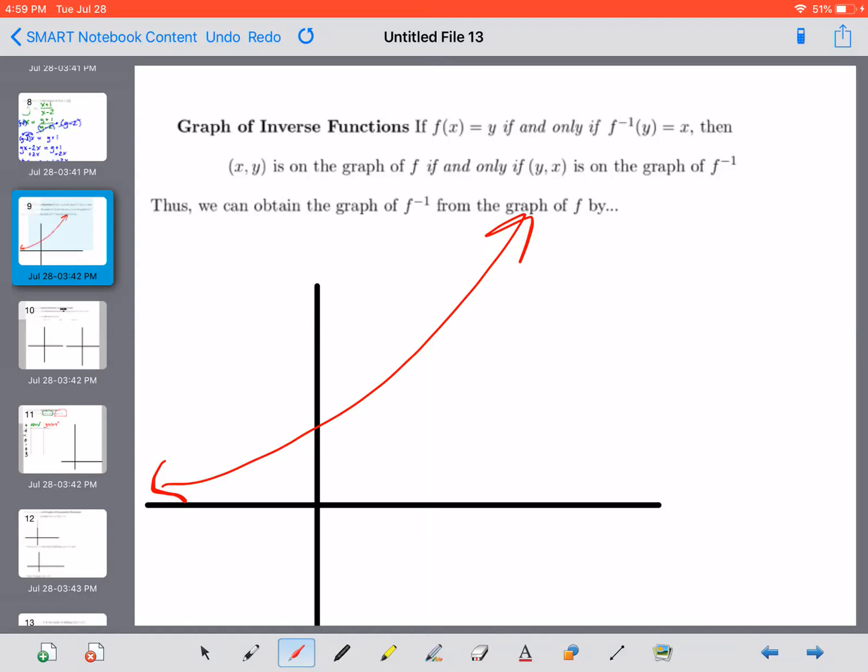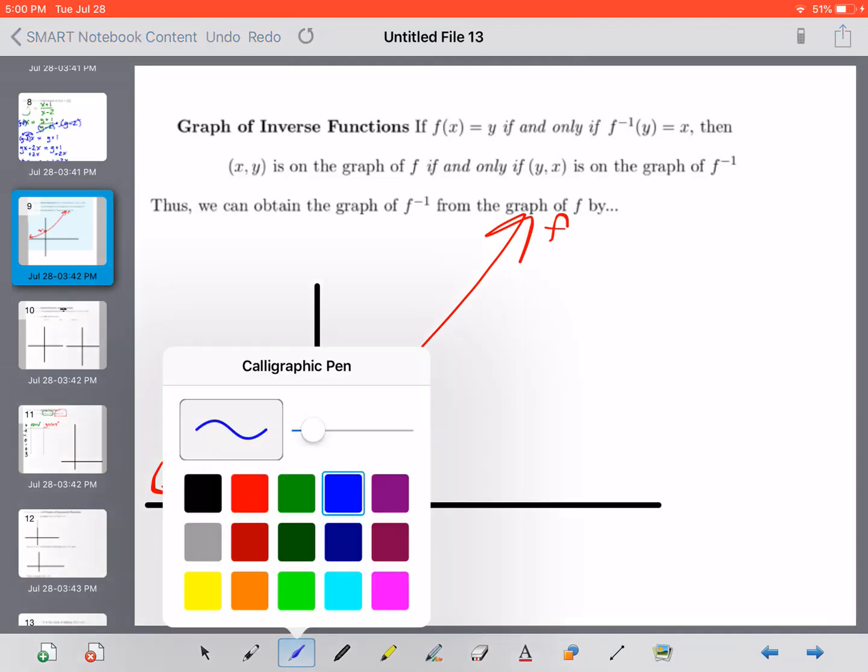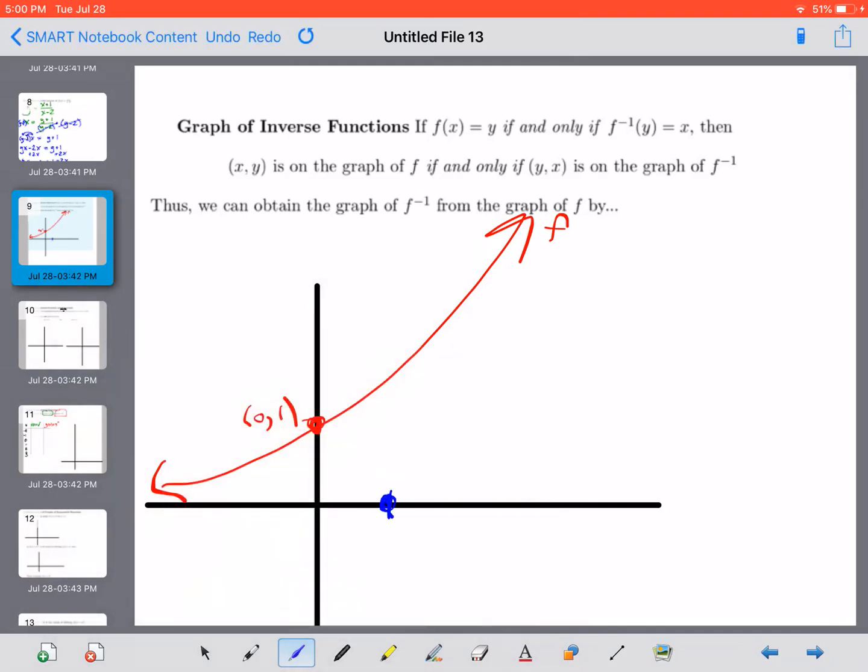So to show you what I mean by that, let's say this is a graph of f for some function f. Alright, so I have a point here at 0, comma, I don't know what this is, let's say 1. That means 0, 1 is on the graph of f if and only if 1, 0 is on the graph of f inverse. That means I'm guaranteed to have a point here at 1, comma 0, because when you swap the coordinates, you get a point on the inverse function.